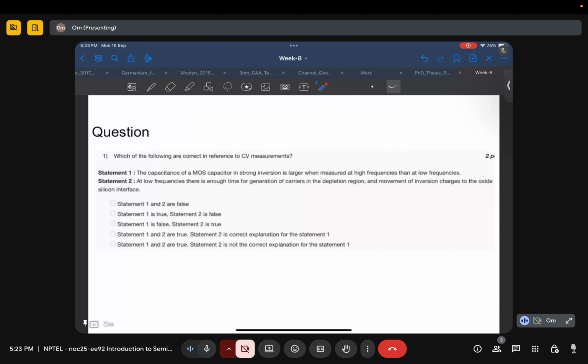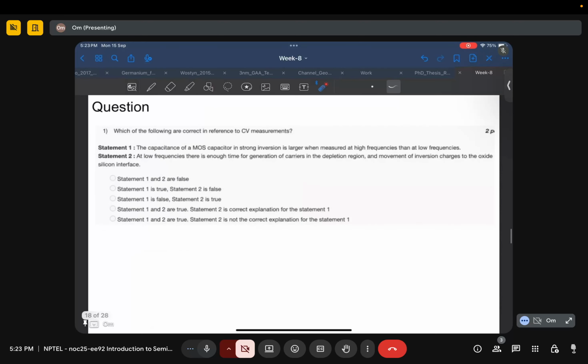So statement 1 and 2 are false. Statement 1 is true, statement 2 is false. Statement 1 is false, statement 2 is true. 1 and 2 are true. 1 and 2 are true, but not the same explanation. So the answer to this is option C.